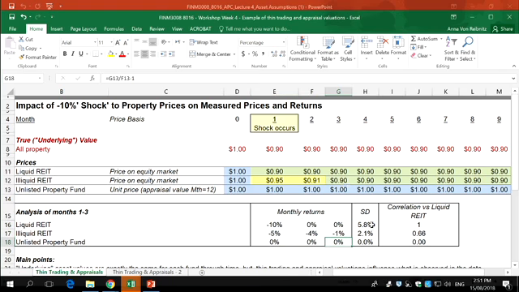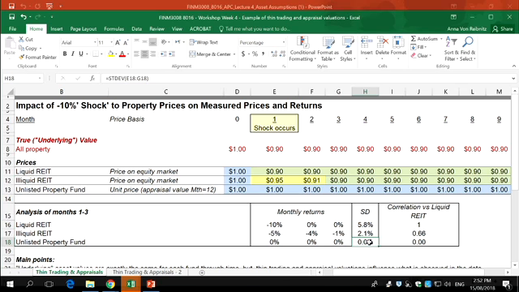So look at the standard deviation. It looks like the liquid asset class is the most volatile, the illiquid REIT is less volatile, the unlisted property fund has no risk because the price hasn't changed after 3 months. So you can see this is what we mean by smoothed returns.